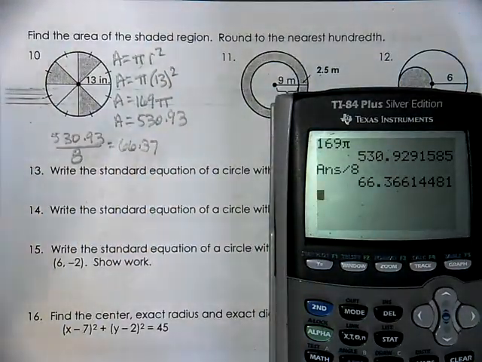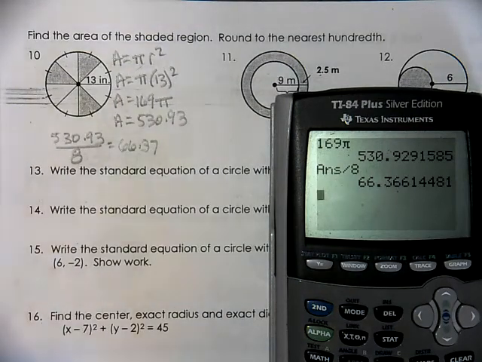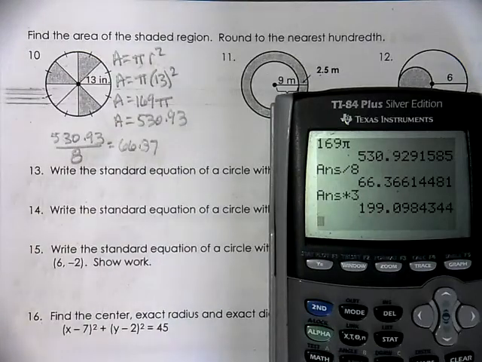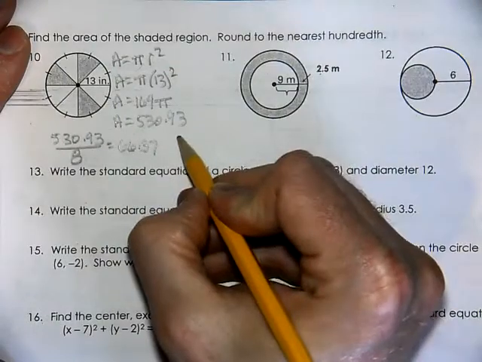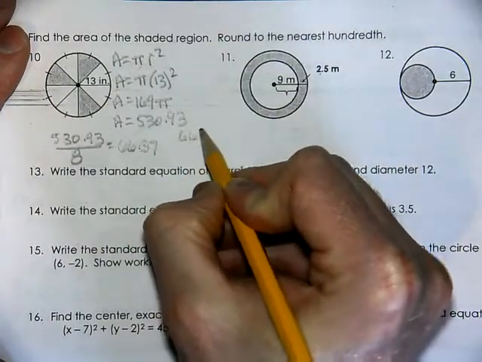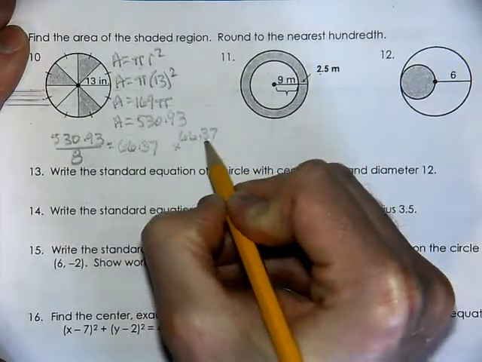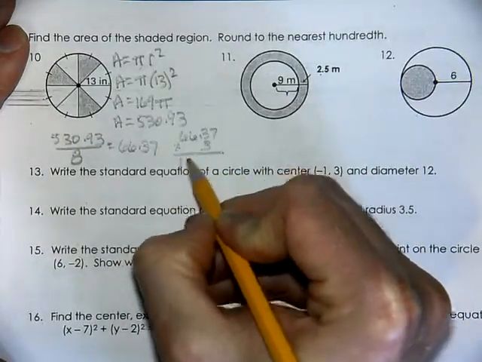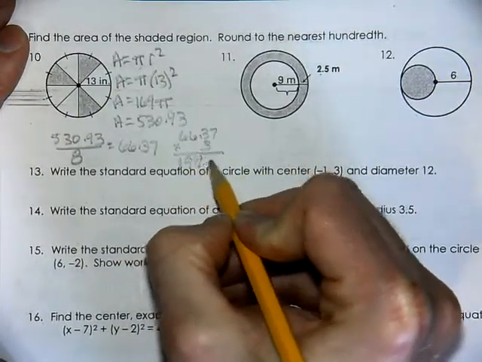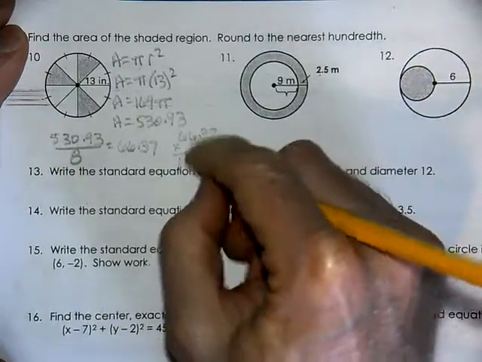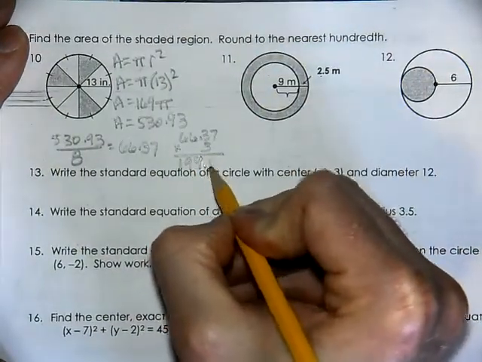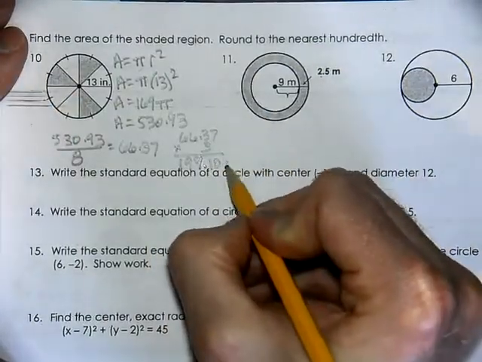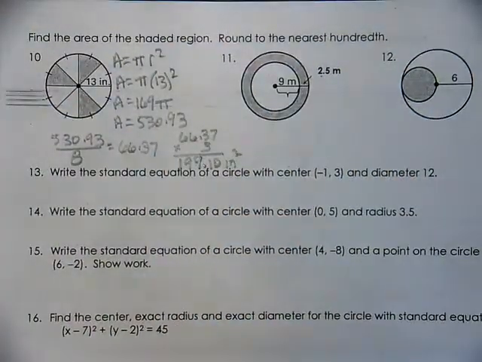And then that's one of those pizza slices. Now we need 3 of them, so we're going to times that by 3. And that gives us 199.10. Make sure that looks like a decimal point. 199.10 inches squared, because we're talking about area.